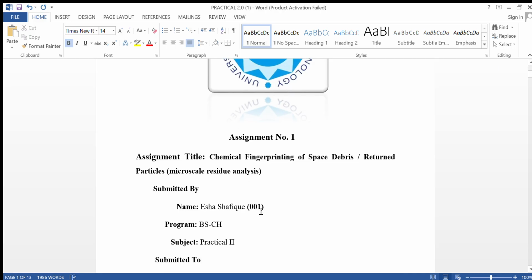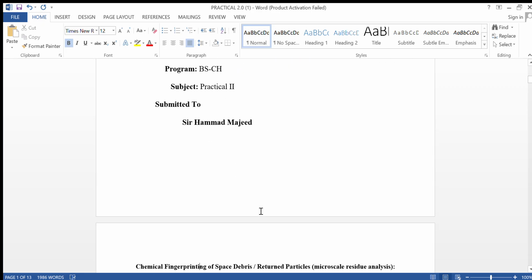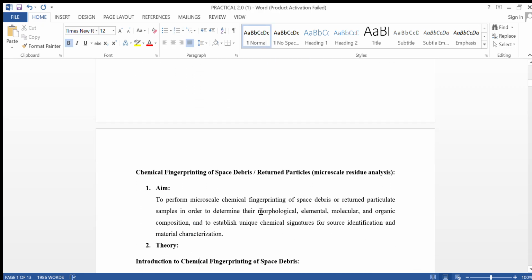The topic of my presentation for the practical is chemical fingerprinting of space debris or returned particles: microscale residue analysis. So let's start. The first point is the aim. The aim is to perform microscale chemical fingerprinting of space debris or returned particulate samples in order to determine their morphological, elemental, molecular, and organic composition, and to establish unique chemical signatures for source identification and material characterization.